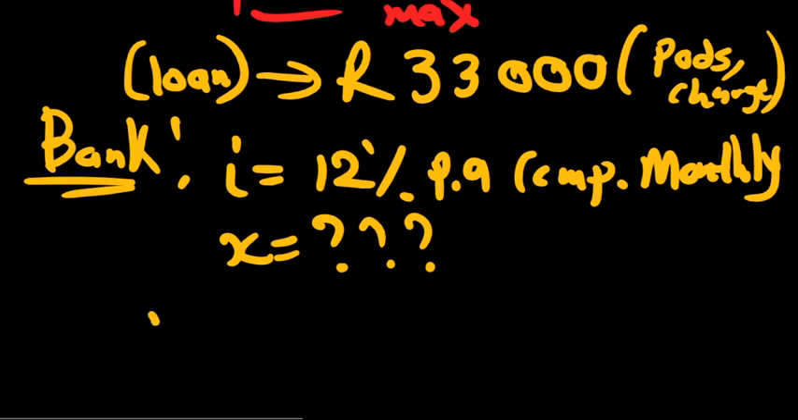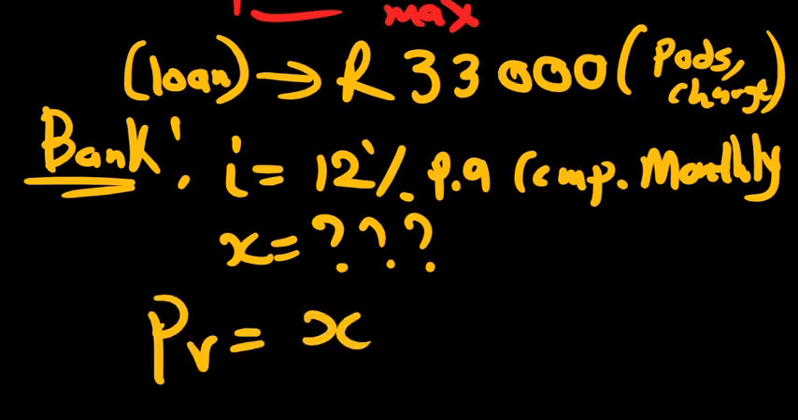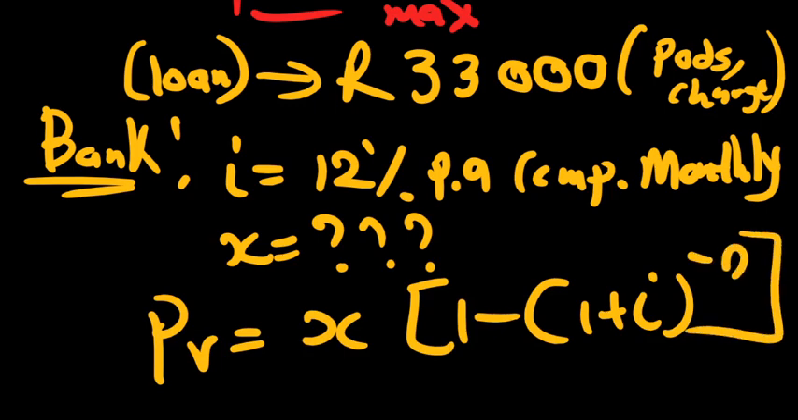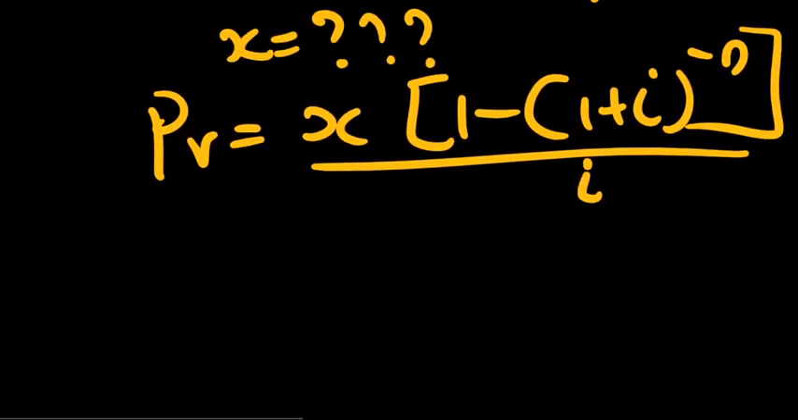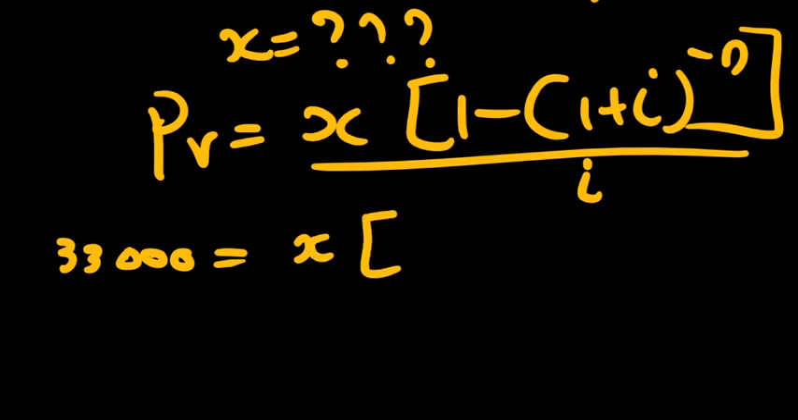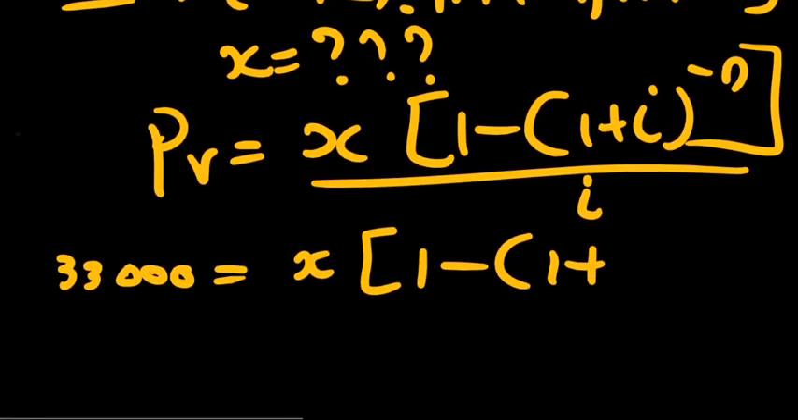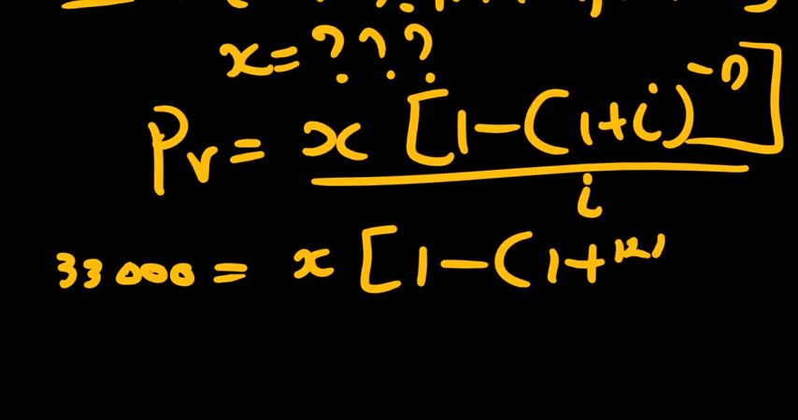So you're going to use the present value annuity formula: x into 1 minus into 1 plus i to the power of minus n, over i. The loan is 33,000 rands, so 33,000 rands is equal to x into 1 minus into 1 plus. What's the interest rate? It's 12%. So just mark 12% all over 12, since it's compounded monthly, to the power of minus.